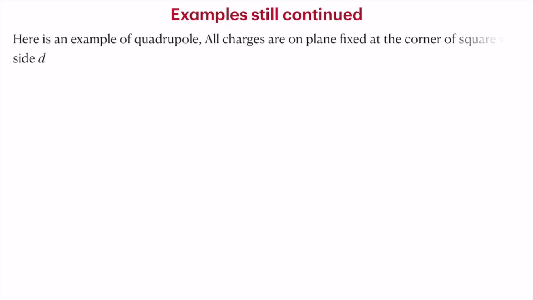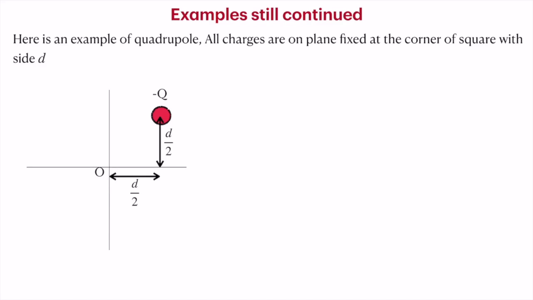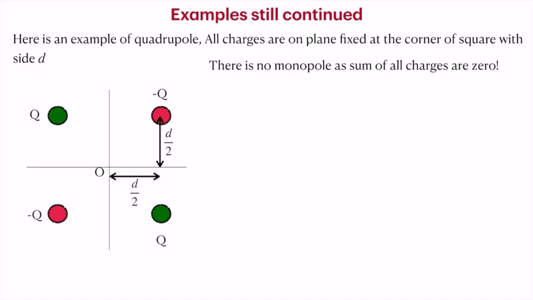The next example we have is a quadrupole moment, or the pure quadrupole moment. This can be generated by placing the charges on the corners of a square with side d. Let's take a charge of minus q placed at d by 2 and d by 2 in the positive quadrant, and then we produce a reflection of that, that is a negative charge placed exactly opposite, and then two more charges to be placed. In this case, the total sum of all charges is 0, and they are symmetrically distributed, so there is no monopole term.